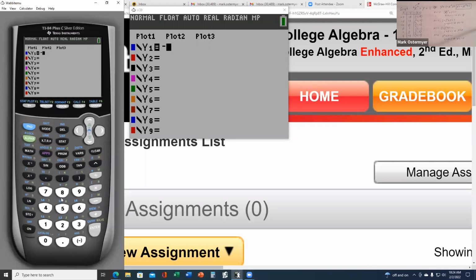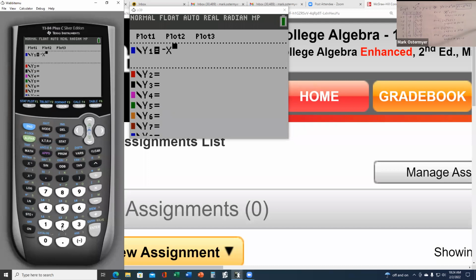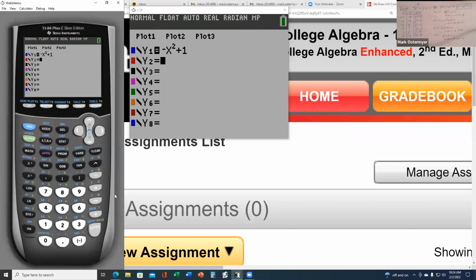Negative, hit your negative button. Your x button is just to the right of your alpha button. X, and then you want to square that. You can hit your x squared button, or you can hit your general power button and say raise to the second power. You must hit your right arrow key to bring the cursor back down to level. Plus 1. So we've typed in that equation, and we're good to graph this thing.